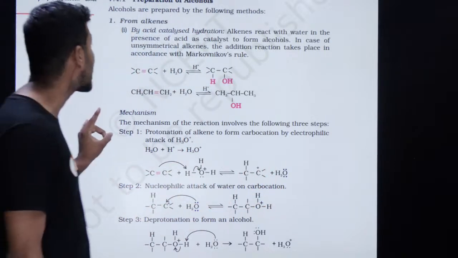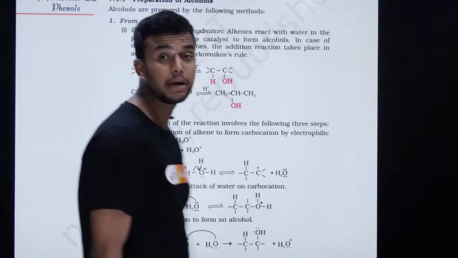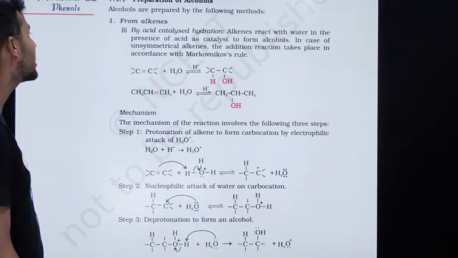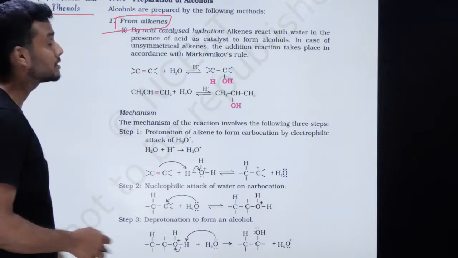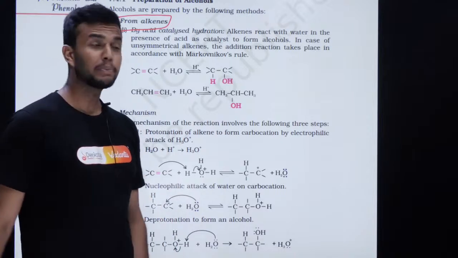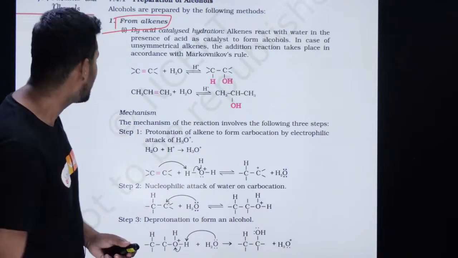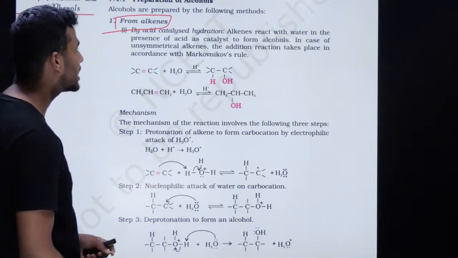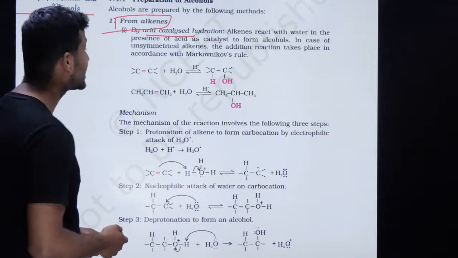Okay, now we are coming to the main part of the lesson, preparation. Preparation of alcohol is very, very important, my dear students. First, from alkenes. The first preparation is from alkene, the preparation of alcohol from alkene. The first step, what happens, students? We already know, it is acid catalyzed hydration.